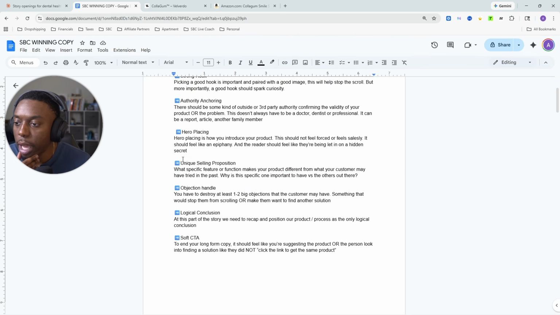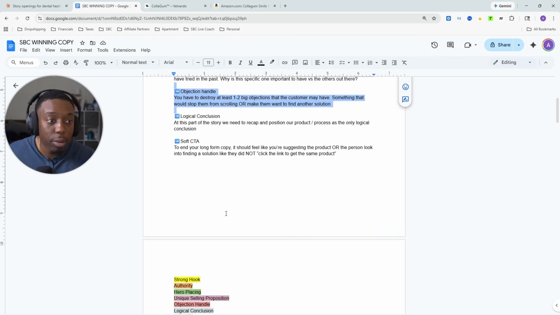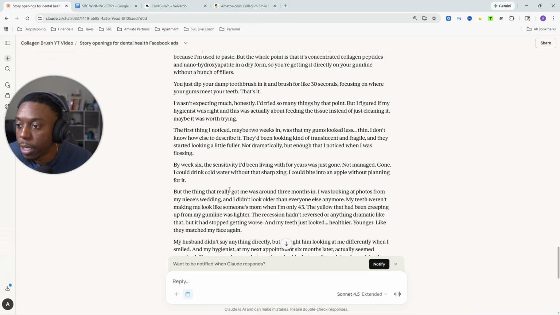And we talked about how other products and solutions out there are just about sensitivity and surface level brushing, but this actually builds back the enamel. So we actually have already kind of done the USP, and we also kind of did the logical conclusion. So we do want to objection handle a little bit and have a soft CTA, and then we're pretty much ready to go with all the major components.